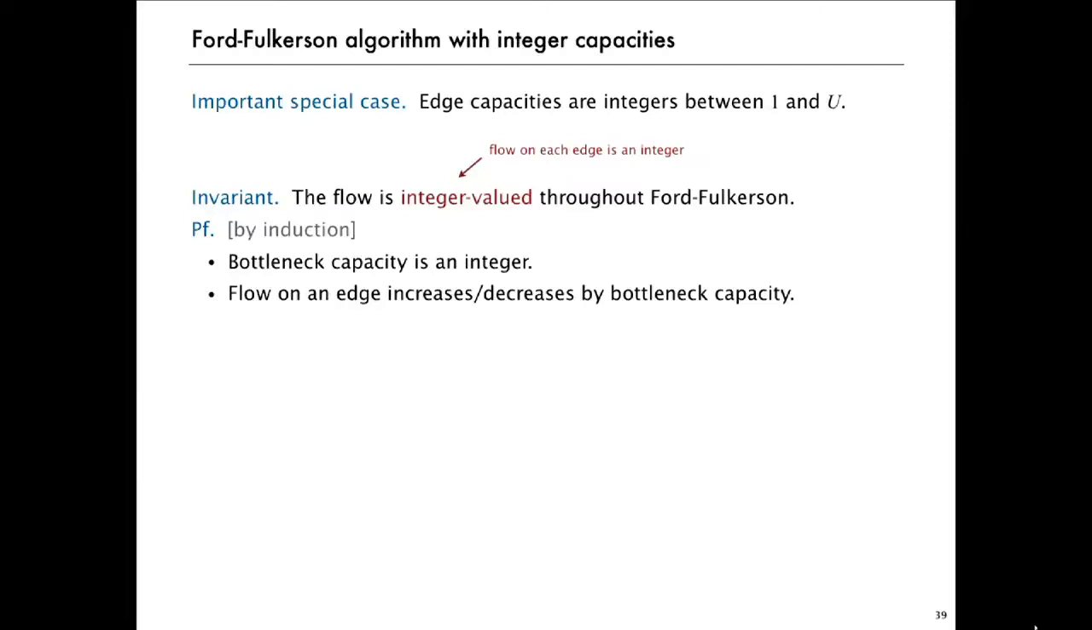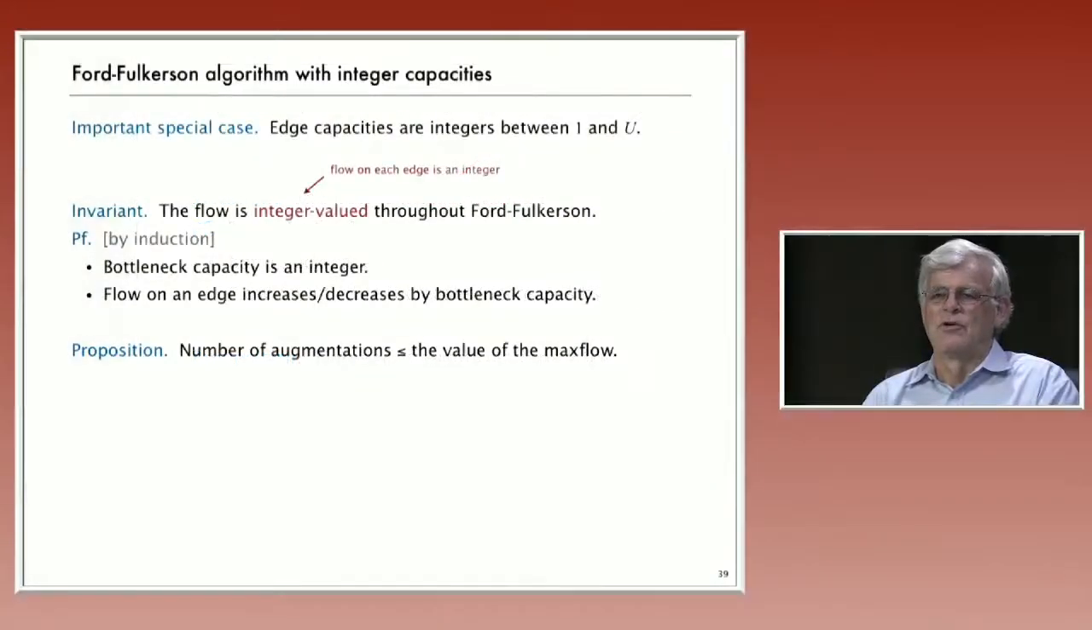Every augmentation either increases or decreases by the bottleneck capacity, which is always an integer. One thing that's definitely true is you only augment if you're going to increase the flow. You wouldn't augment if you couldn't augment by at least 1. It's definitely true that the number of augmentations is less than or equal to the value of the flow.